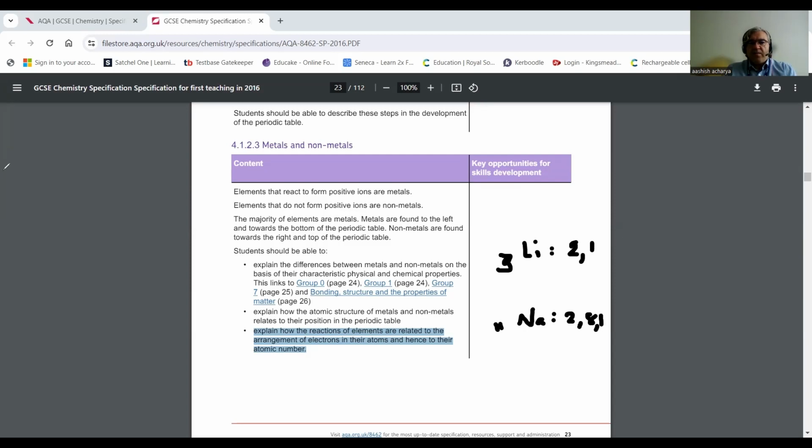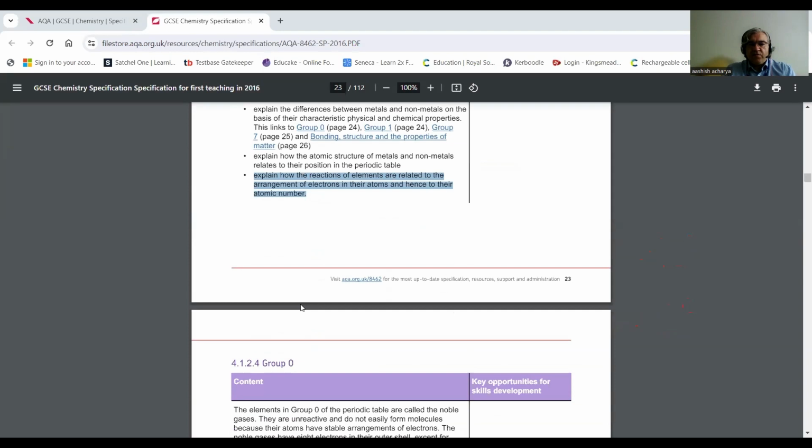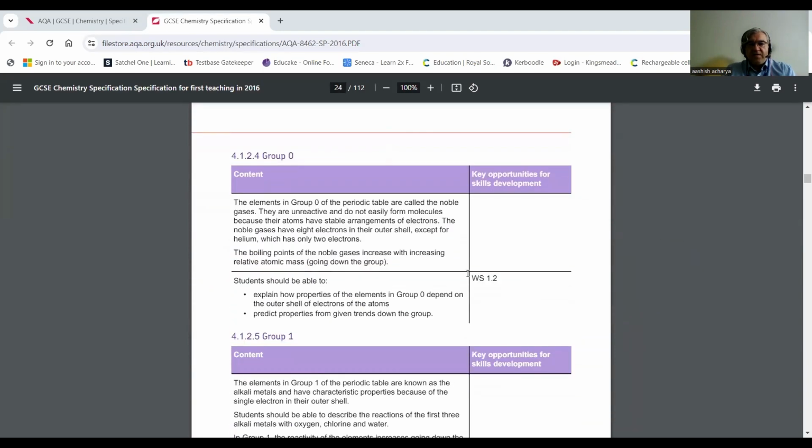We know that when both of these react, they're both going to form positive charged ions. Okay, and in a moment we'll have a look at the ease at which sodium forms positive ions compared to lithium. Because you have to be aware of some chemical reactions and properties of group 1. Group 0 is pretty easy. Yeah, just have to be aware that the boiling point of the noble gases increase with relative atomic mass.